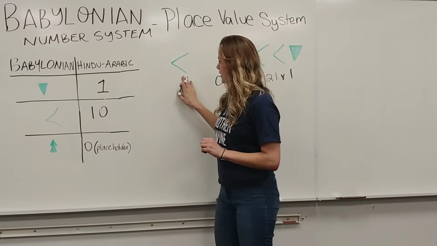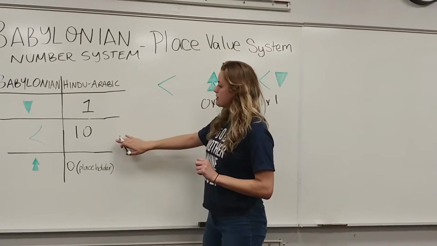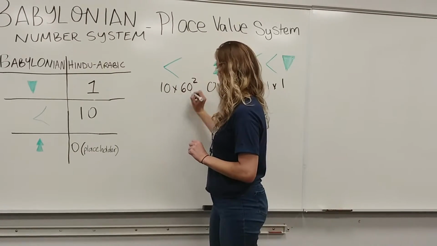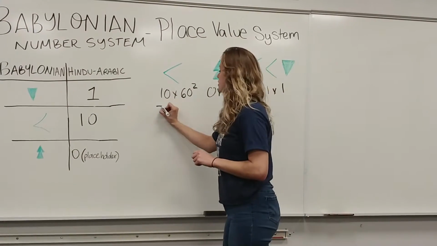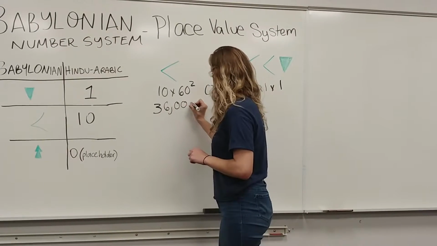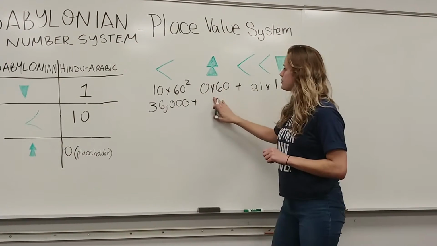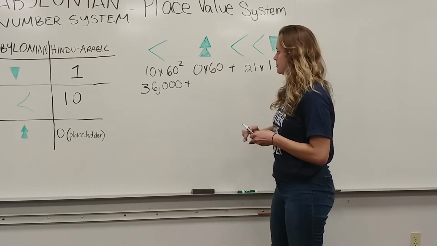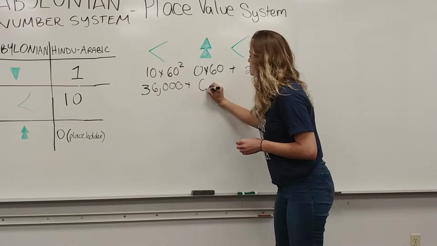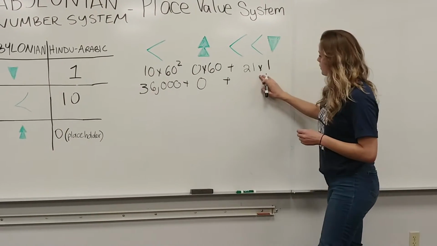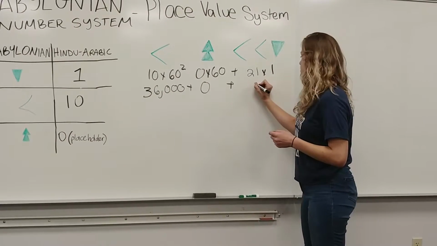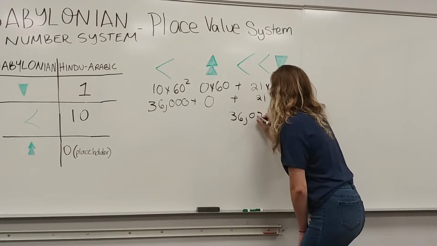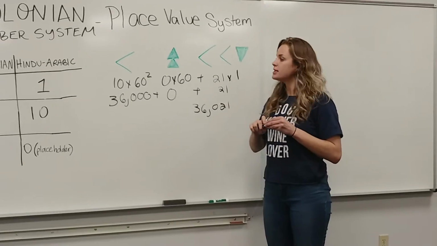And then here we have this less than, and the less than we know is 10, so it would be 10 times 60 squared. 10 times 60 squared is 36,000, plus 0 times 60, which is 0, but it's in the second place value, so we keep it, and we do 0 plus 21, because 21 times 1 is 21. So altogether we have 36,021, and that is how we use the placeholder.